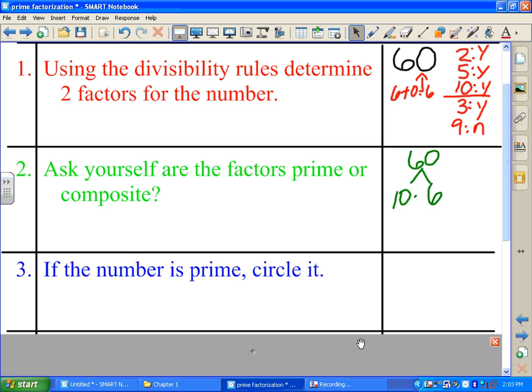I don't have any prime numbers here. Now, if I would have gone that 60 is 2 times 30, then 2 would be prime, and I would circle my prime number. Okay? But the important part to remember is that if you get the first two factors, and one of them happens to be prime, or both of them are prime, you're going to circle them.